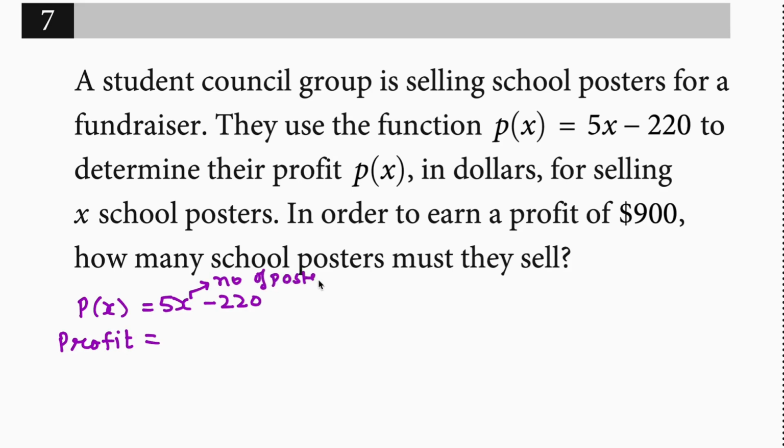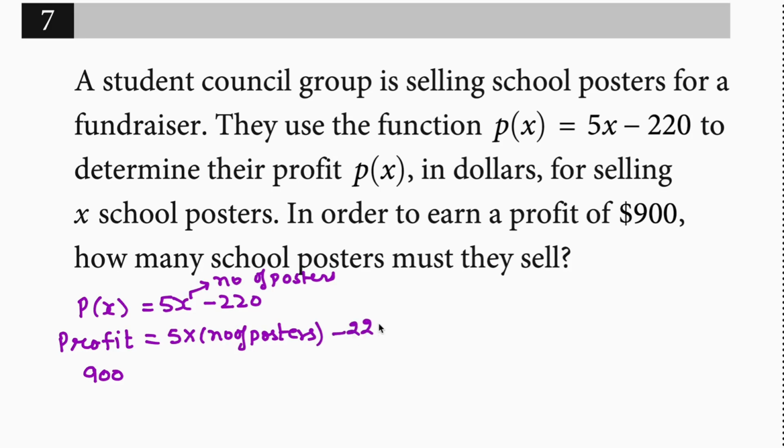If an equation is given to us, we try to figure out what each variable and whatever the unknown actually mean in that equation. So p(x) is profit and x is the number of posters. Let's go back to the question now. In order to earn a profit of 900, now because we have already marked what is representing what, we know p of x is 900. So we have to just replace it with 900. 5, and x is the number of posters here.